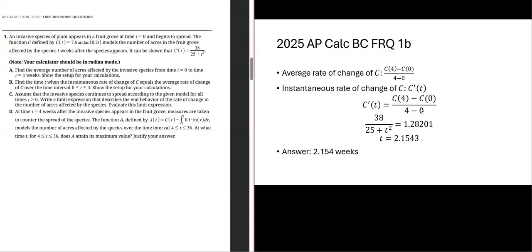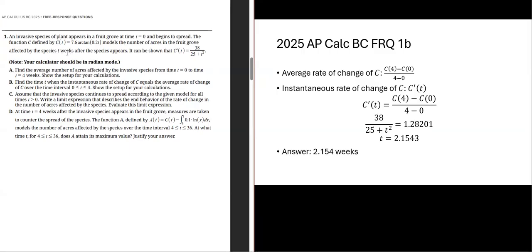So C prime of t is that guy, which they give to us right there. So this is y1, this is y2 in your calculator. Find the point of intersection. That's 2.1543. So the answer is 2.154. And again, I would put the units, weeks. Time is in weeks.